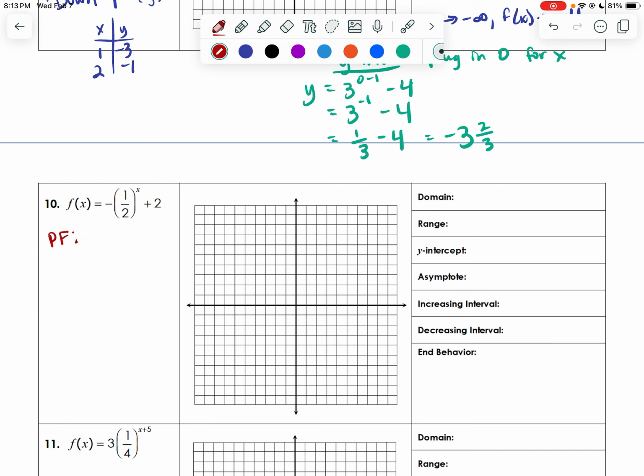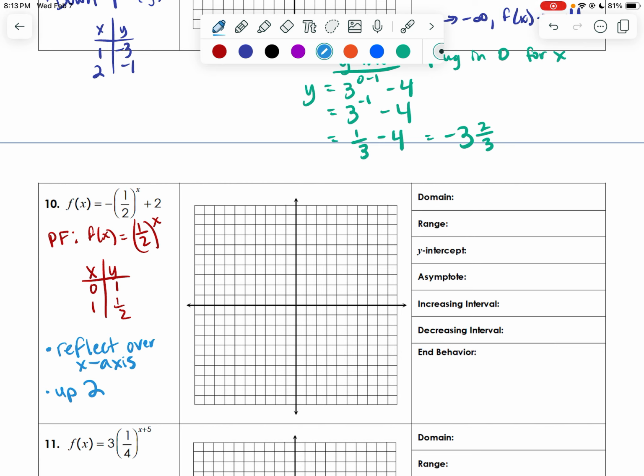All right, so we'll start with the parent function. Should just be 1/2 to the x power. Okay, so you could come up with your points. So it's 0 and 1, plug in 0, you get 1, plug in 1, you get 1/2. Okay, as far as what's happening to this one, hopefully you notice you reflect over the x-axis. So it's going to flip down. Okay, we're going to go up 2, and that's really all that's happening.